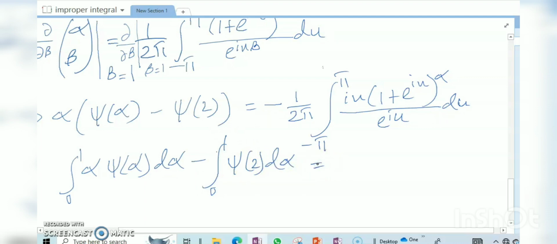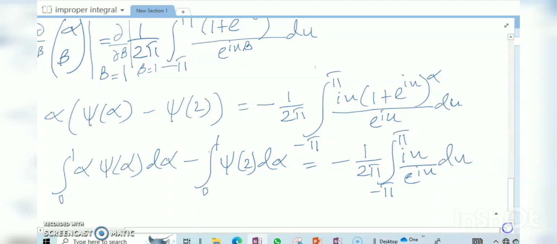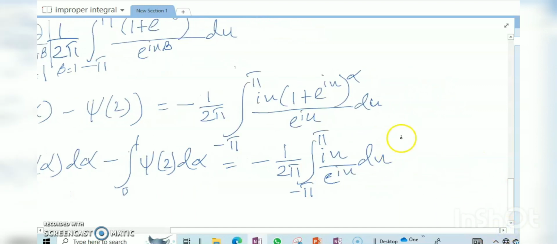Similarly, here I also use integration: 1 minus 1 by 2 pi, and iu, minus pi to pi, iu e to the power iu du, integration 0 to 1, 1 plus e to the power i alpha, iu, sorry, it is iu to the power alpha d alpha.